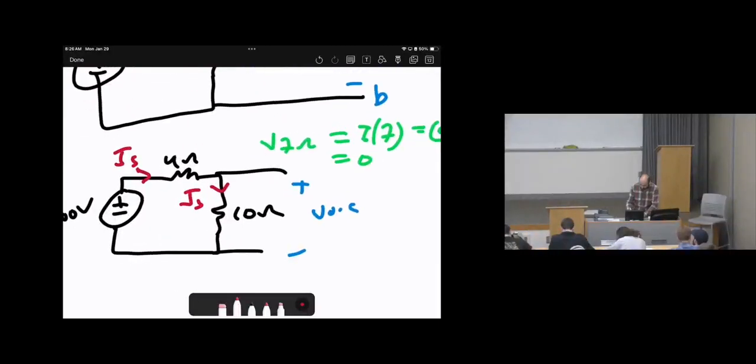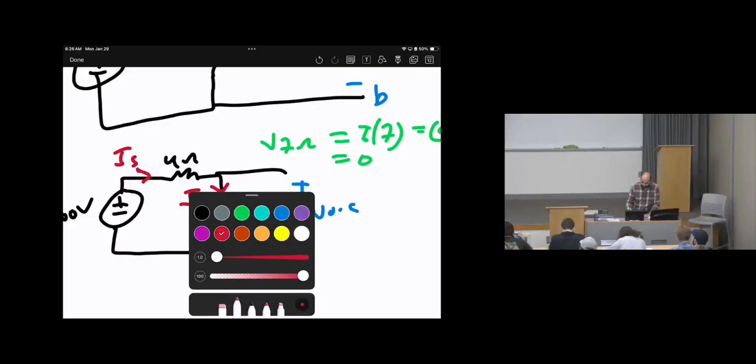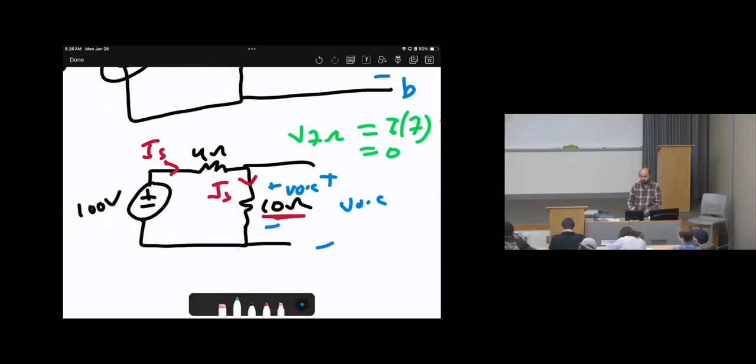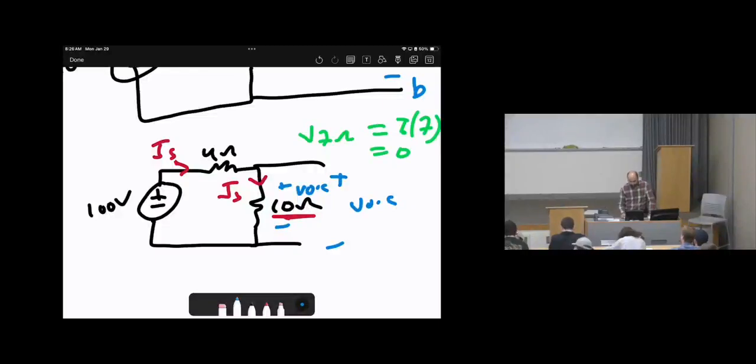Now look at the terminals of V open circuit and the 10 ohms resistor. So you will realize that they are the same. So the voltage of the 10 ohms is the same as the V open circuits. It's just like wires here. They are all sharing the same nodes. I mean, sharing both nodes.